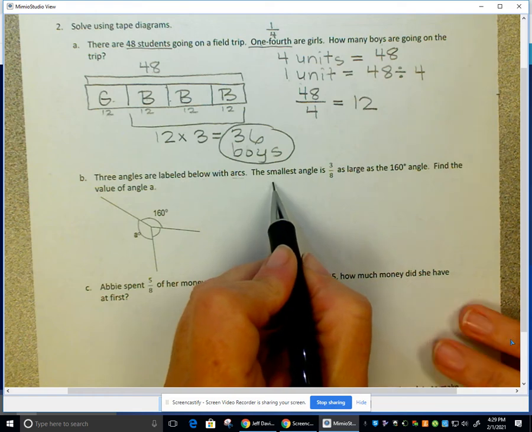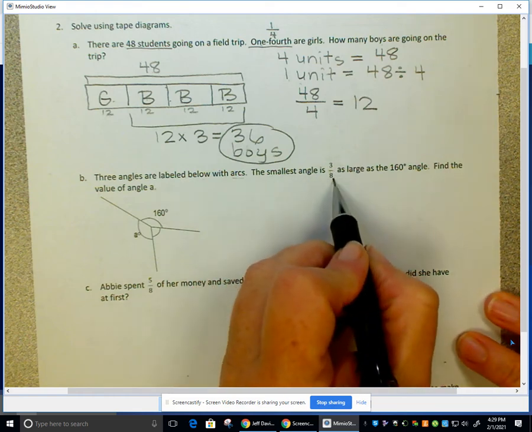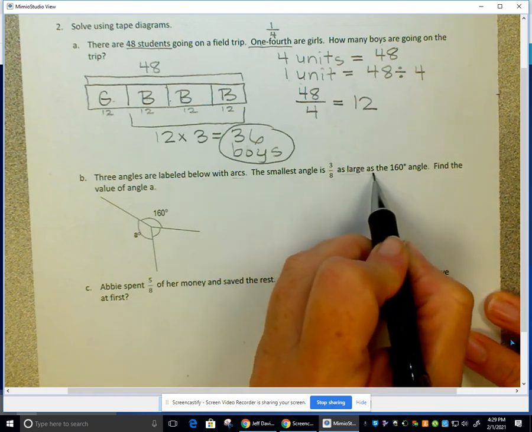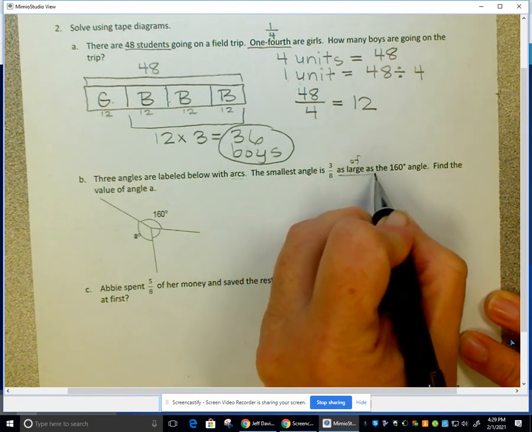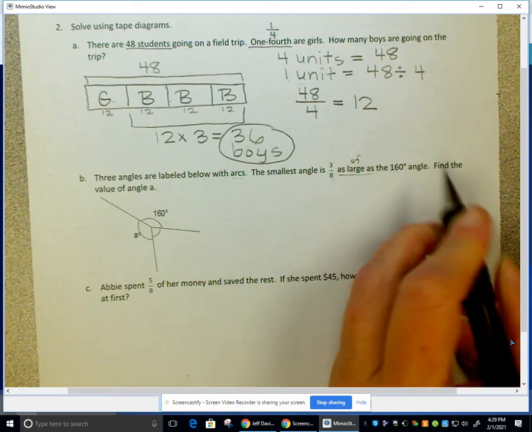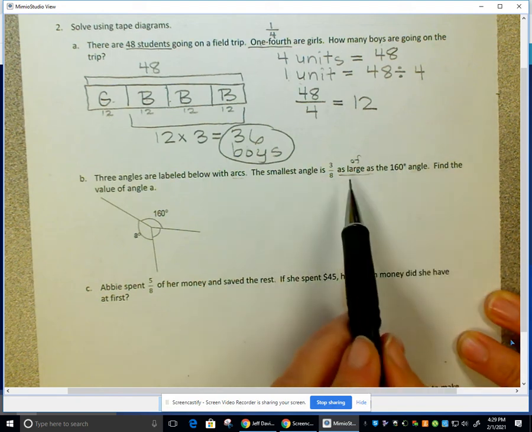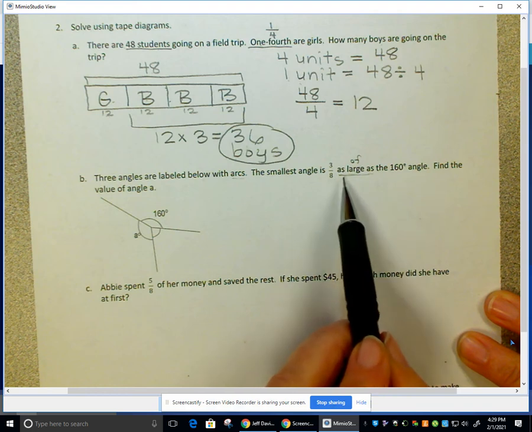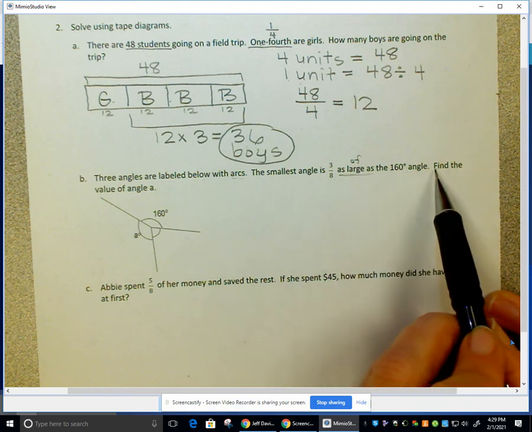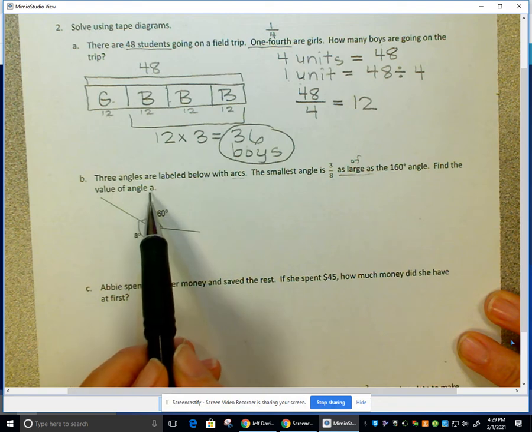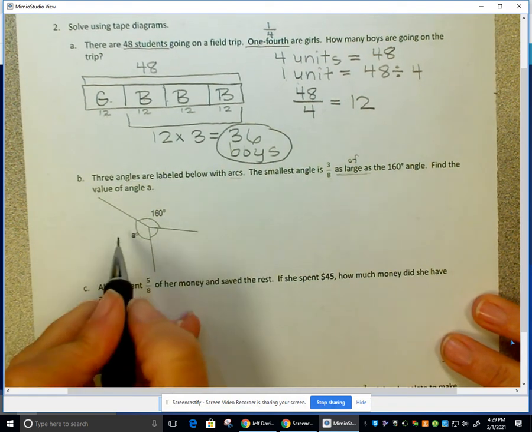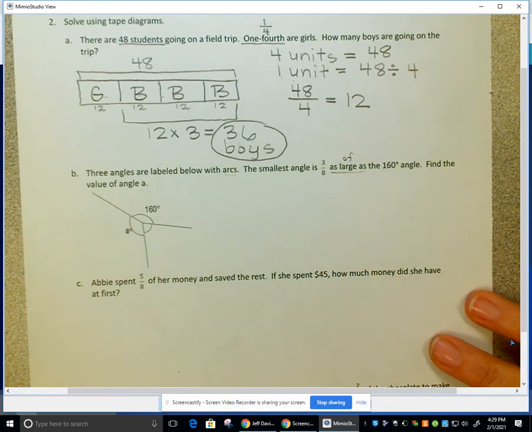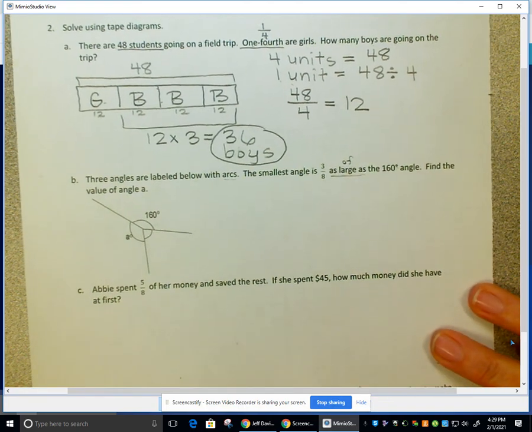It says the smallest angle is 3/8 as large as, that means of, 160 degrees. So they're saying that this is going to be 3/8 of 160. Find the value of angle A. Okay, so got a lot going on here. Bear with me and let's try to get this going.